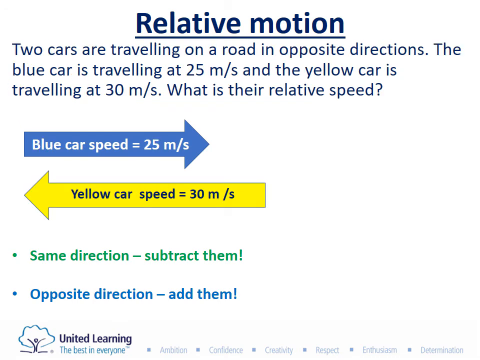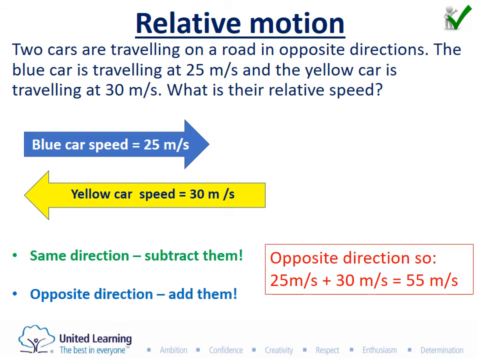Right, on this example then, two cars are travelling on a road in opposite directions. The blue car is travelling at 25 meters per second and the yellow car is travelling at 30 meters per second. What is their relative speed? Now, this time they're in opposite directions, because one's going to the left, the other one's going to the right. Therefore, we need to add the speeds. So 30 plus 25 is 55 meters per second.